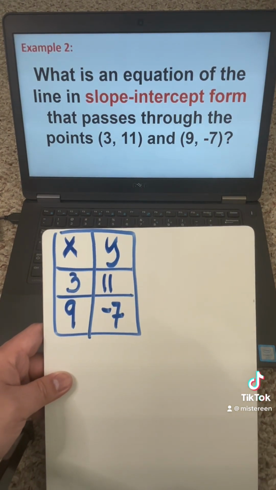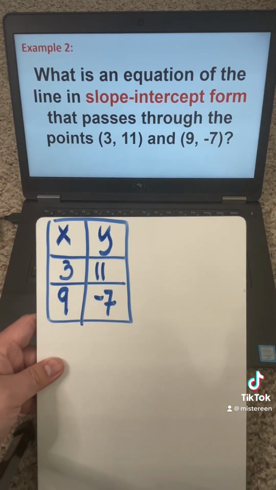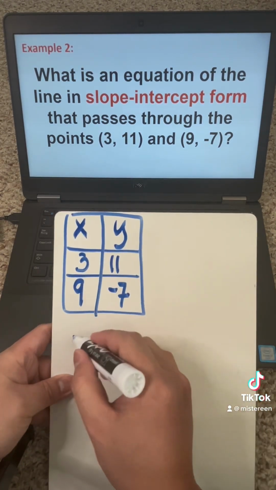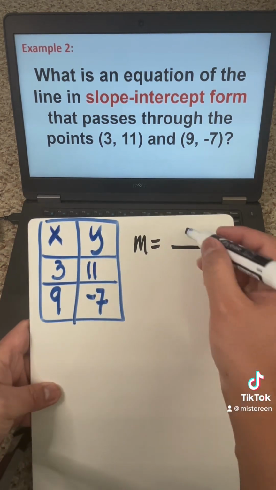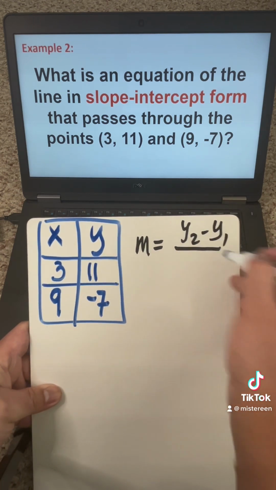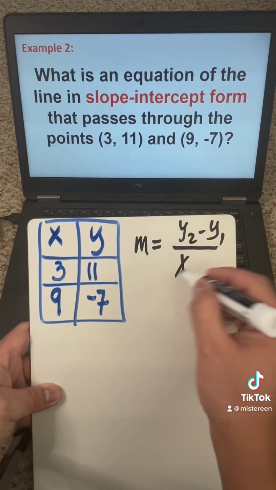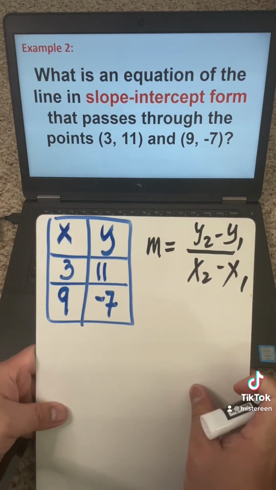Remember, to write the equation, we need two things. Step one is we need the slope, our m. Remember the formula if we have the table. It's a fraction form. At the top is y2 minus y1, and at the bottom is your x's, x2 minus x1. This is the formula we use to find the slope.